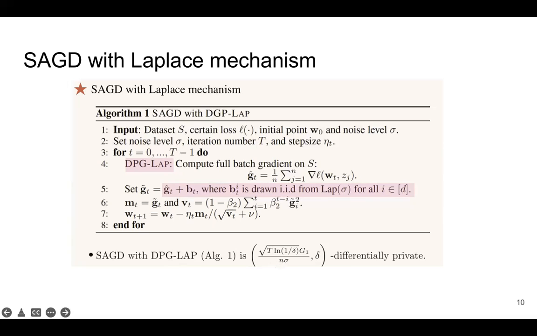You can see this part is epsilon, and the probability is related to the number of iterations T. G1 is the sensitivity, that means the norm of the gradient, N is the number of local data samples, and sigma is the variance of the noise.